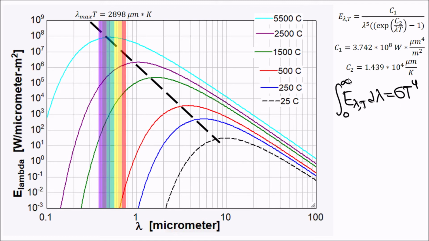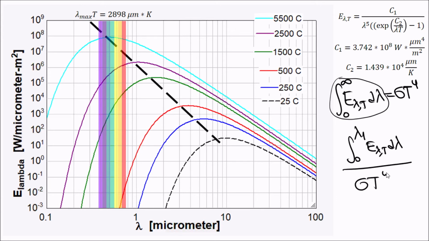So this one can also be integrated up to some arbitrary lambda 1, E lambda T d lambda, and if I divide it by sigma T to the power of 4, I will get some fraction at lambda 1. So it means that the black body emissive power between 0 and lambda 1 to the total emissive power gives me the fraction of it that falls in this range.